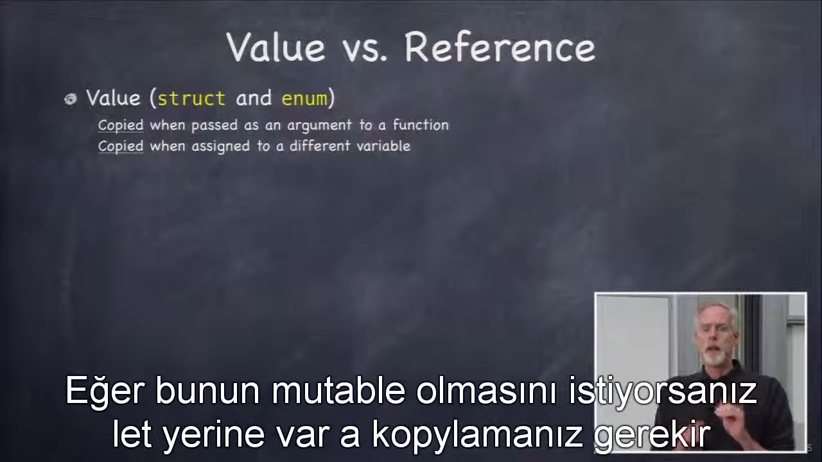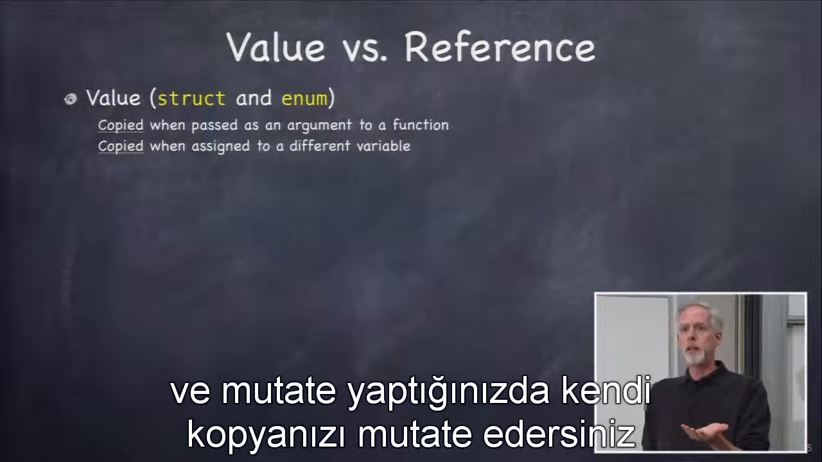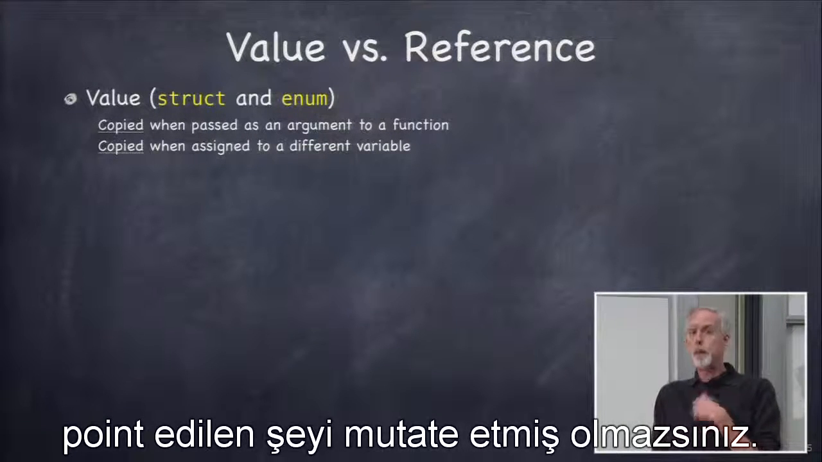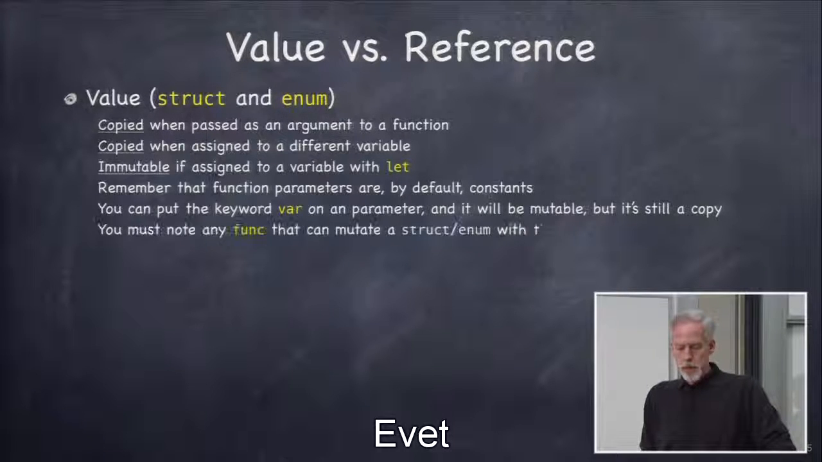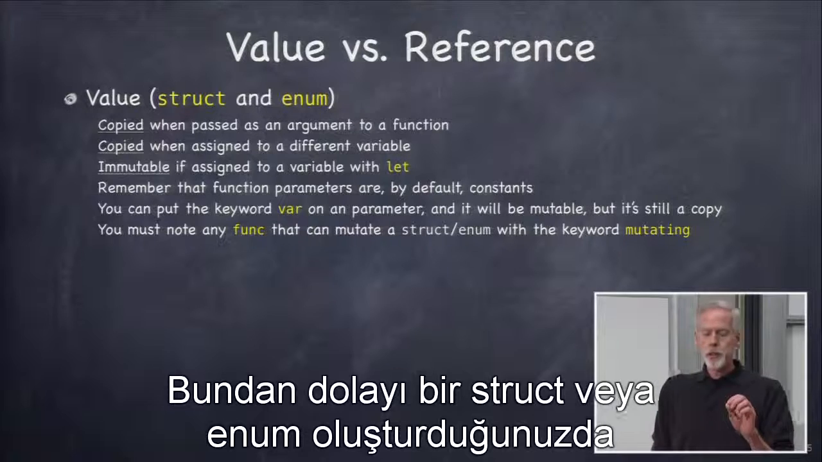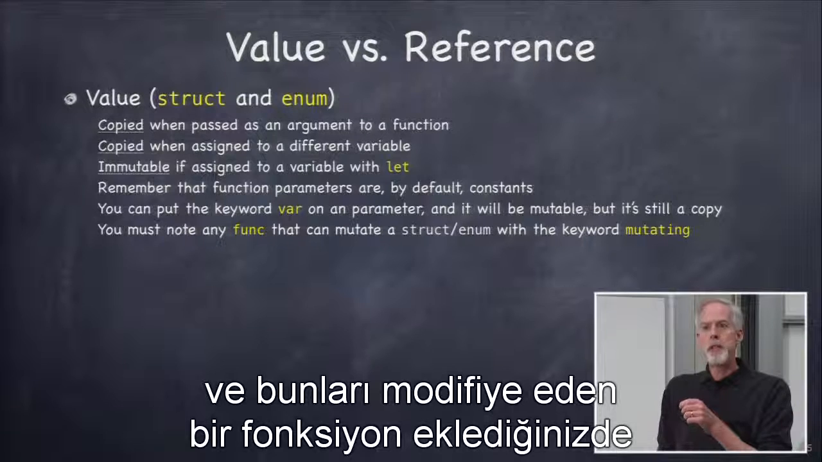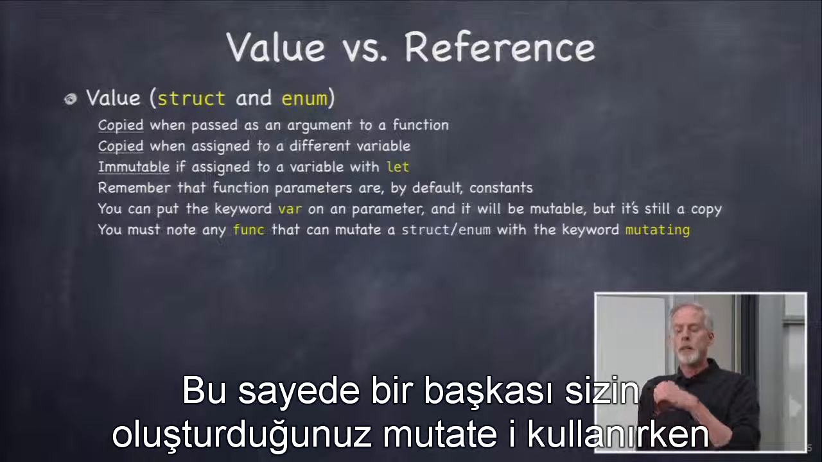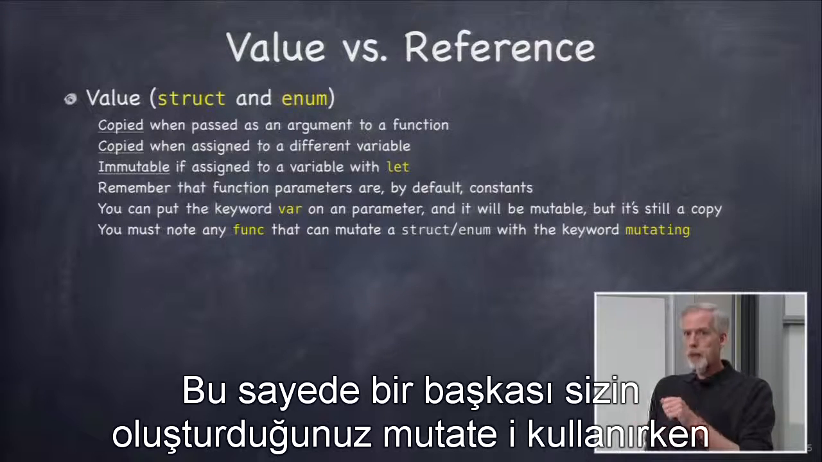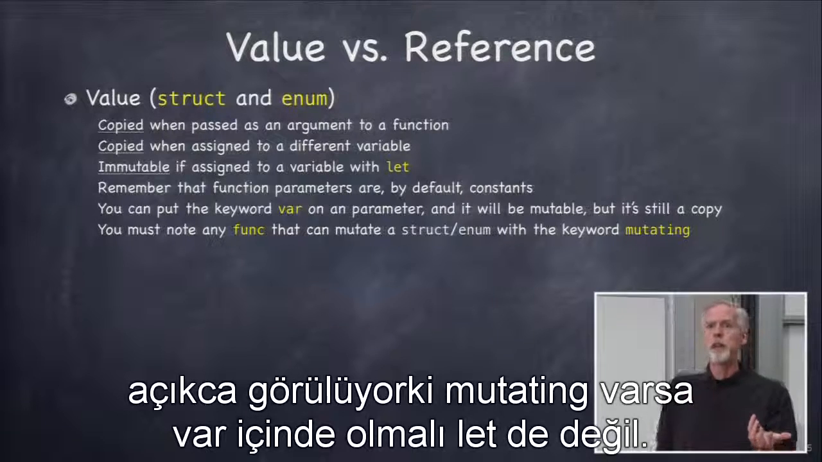Okay? And if you want it to be mutable, you could copy it into a var instead of a let, and now you could mutate it. And if you mutate it, you're mutating your own copy. You're not mutating what the other one pointed to. Because of this, when you make a struct or an enum and you add a function to it that modifies it, you have to mark it with this keyword mutating. That's so that Swift knows when someone else tries to use your enum or struct, if they use one of these mutating functions, it obviously has to be in a var, not in a let type variable.